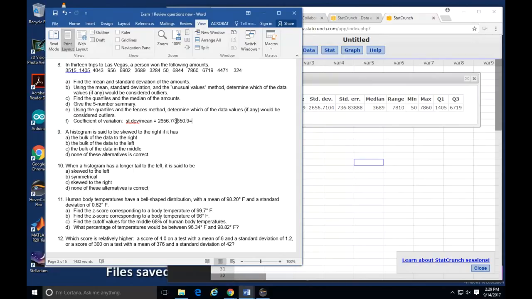Okay, so what that gives me on my calculator is 0.68. Actually, it's 0.69 if I round it. The coefficient of variation we usually put in percentages, so this would be the same as 69%.